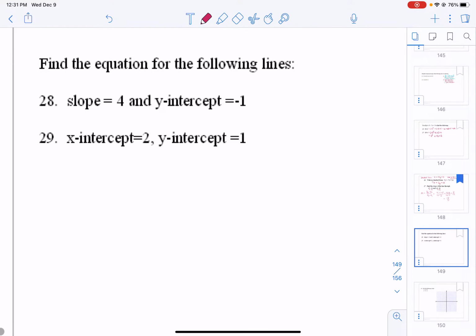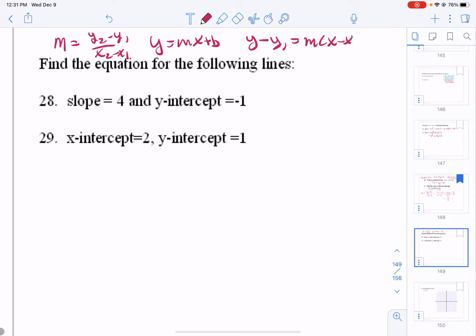Let's talk about finding the equation of lines. Now, we have a few different tools to work with. We know our slope equation. We know our slope-intercept equation. We know one last one, which I call the point-slope formula, y minus y1 equals m times x minus x1. Those 3 formulas are usually all you need to find the equation for most lines. There's some exceptions, but those are the 3 formulas you definitely want to know.